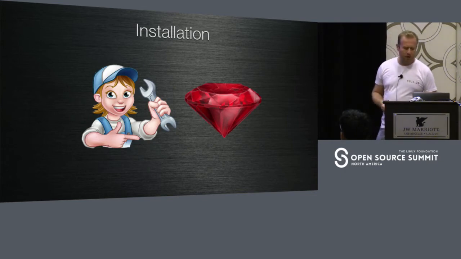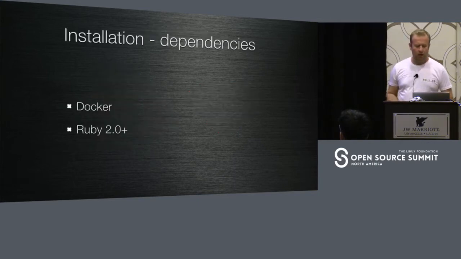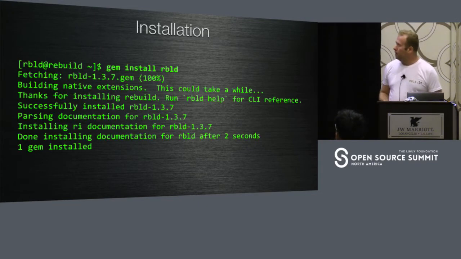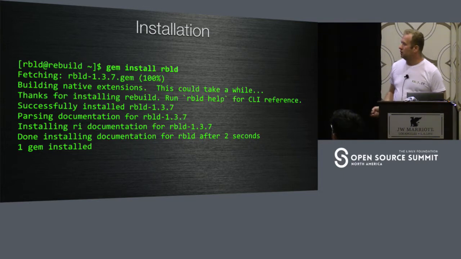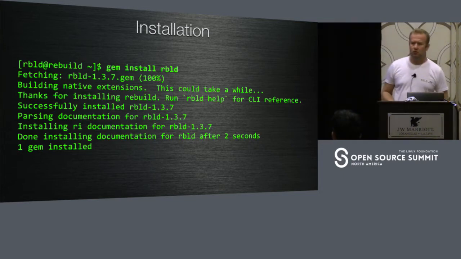Let's talk about the installation of Rebuild. Rebuild is actually a Ruby gem. And the dependencies are Docker and Ruby 2.0 or higher. And the way you install it, after you install Ruby, you just run gem install rebuild, and it deploys everything that is needed to use rebuild in your environment.